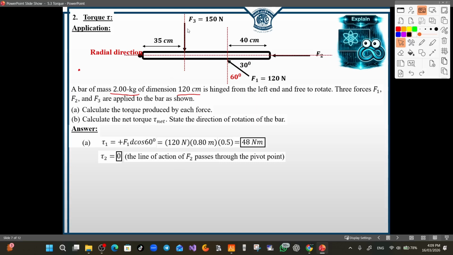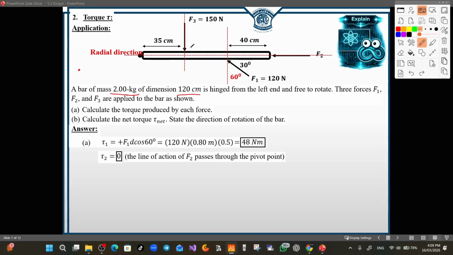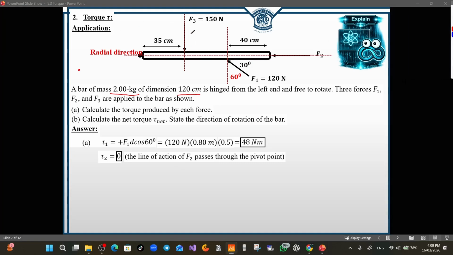Now this force is rotating the rod in the clockwise direction, which means the torque should be written with a negative sign. The force is 150. The distance between the point of application of this force and the pivot point is 35 centimeter. Remember to convert it into meter by dividing over 100.